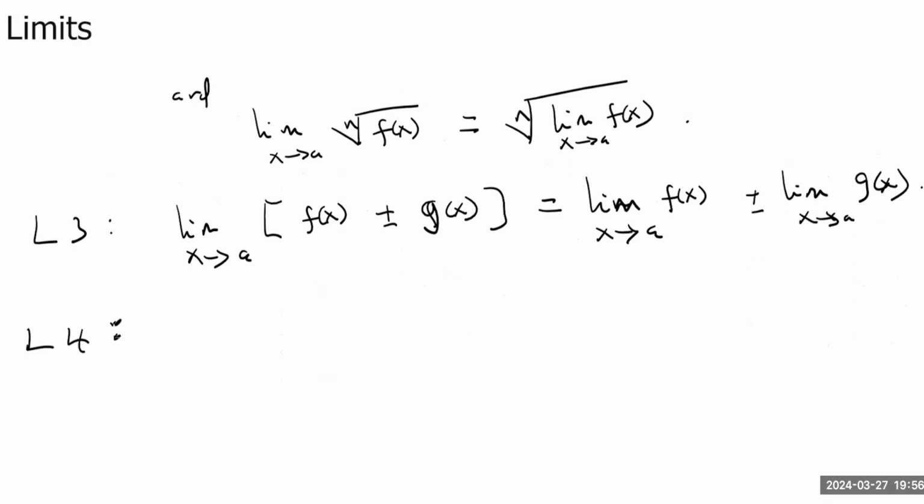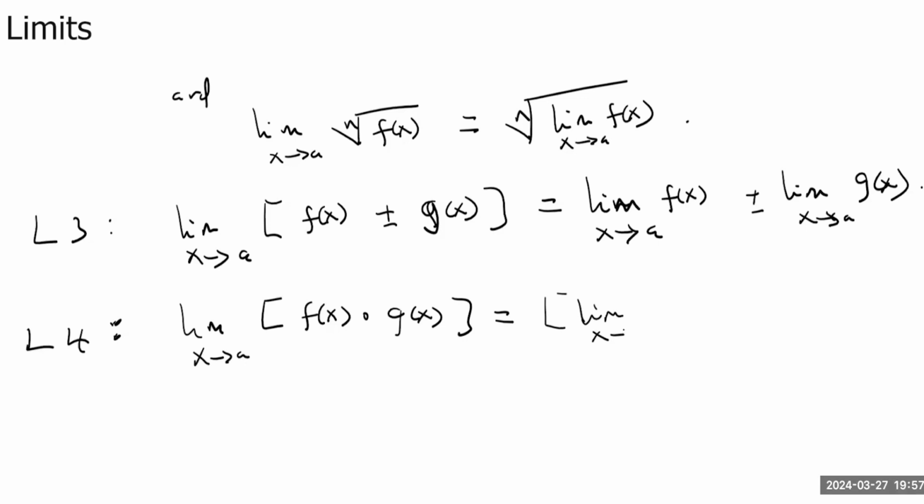The fourth law says that the limit of a product is the product of the limits. This is very interesting also. The limit of the product of two functions is the product of the limits. So I want us to bear that in mind.